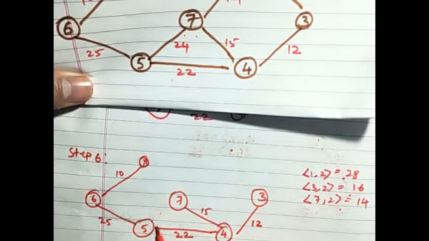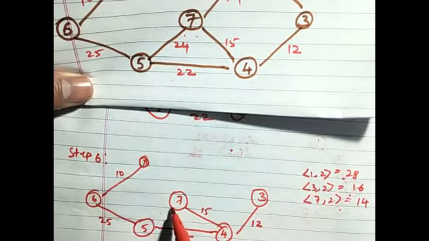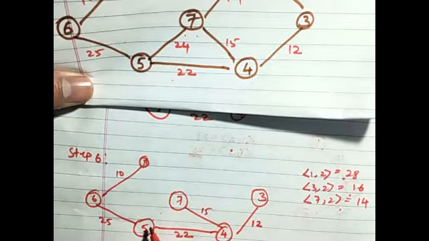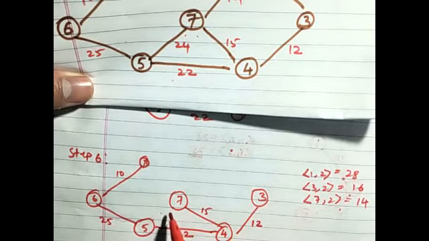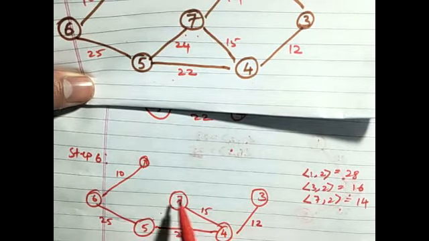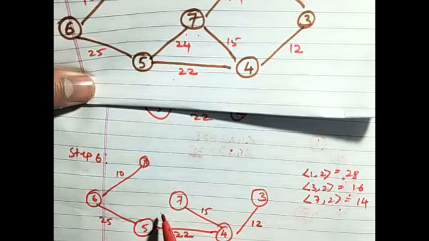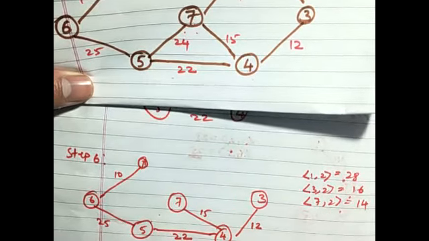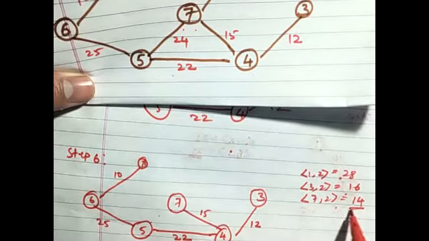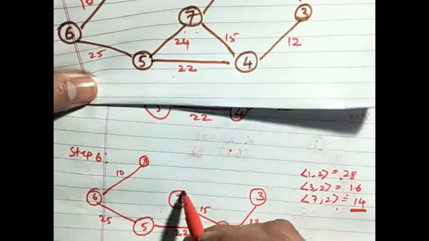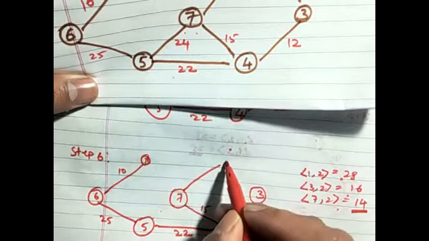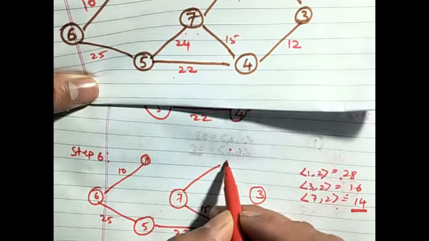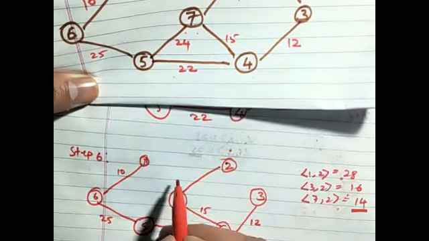Okay. Between 5 and 7, from 7 to 5, I cannot go, or from 5 to 7 also I cannot go, because it will construct a loop over here. So loops are not possible in spanning. Among these different possibilities, I can choose this one, that is from 7 to 2. So this cost, that is 14.